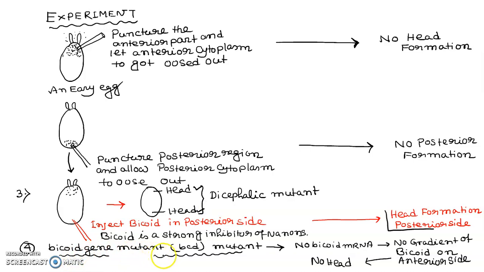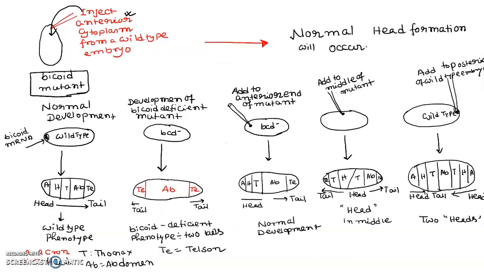So in a bicoid gene mutant, there is no bicoid mRNA, so no gradient of bicoid on the anterior side and no head formation. So bicoid is absolutely necessary for head formation. Now see another experiment here: we inject anterior cytoplasm from a wild type embryo into the bicoid mutant. Then what you observe is normal development, normal head formation, because here the bicoid gradient is maintained.